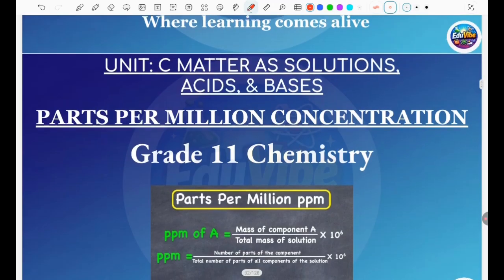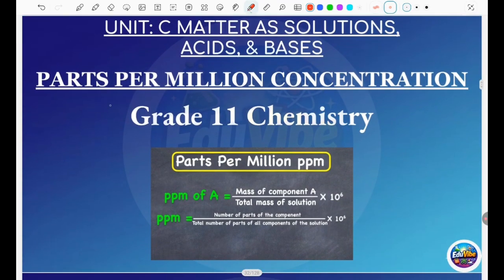In today's lesson, we are doing the next topic of Unit C, which is the parts per million concentration. This is Grade 11 chemistry, and we are doing the third unit of Grade 11 chemistry. Today we're doing parts per million concentration, which is connected to the other topics. We use different formulas in this, but it is the concentration part.